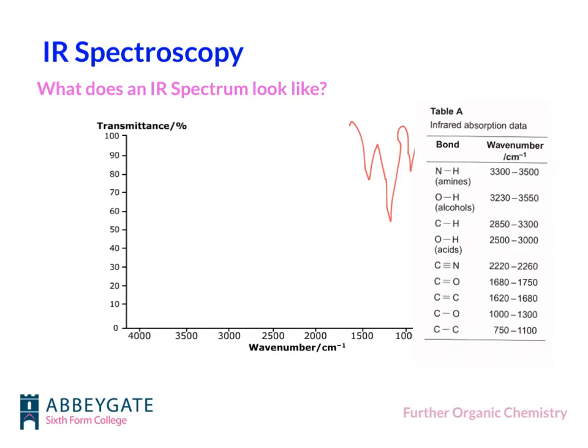Now the exam board are really nice. They don't expect you to remember exactly where all these are, and in the data sheet they give you with your exam, they give you a list of the different bonds and what wave numbers you can expect to see them as. So you can see, I already showed you that an OH in an alcohol or in water you'd expect to appear around 3,200, 3,500.